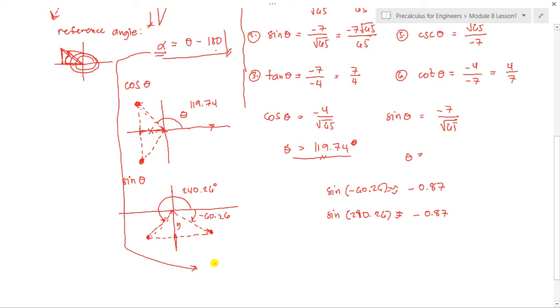Remember, our alpha is just equal to theta minus 180 degrees, right? Our theta here follows the sine, 240.26. So that is 240.26 degrees minus 180 degrees. The answer here is 240.26 minus 180, that is 60.26. So 60.26.